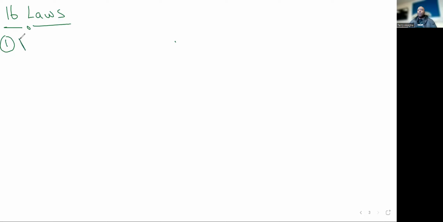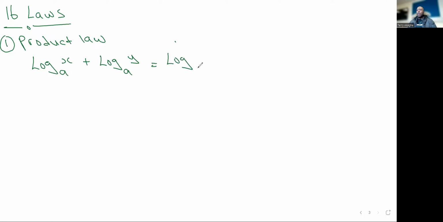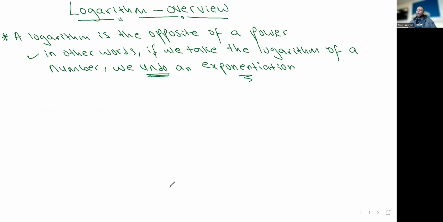So the first one is what we call the product law. The product law is very simple. It says log a to base x plus log a to base y is equal to log a, you multiply x and y. Is that okay? So we have log a to base x and log a to base y. You multiply both of them here, and that'll give you log a of xy.